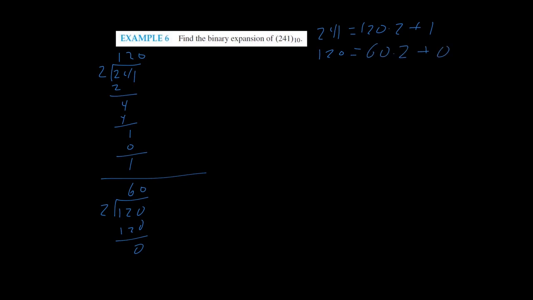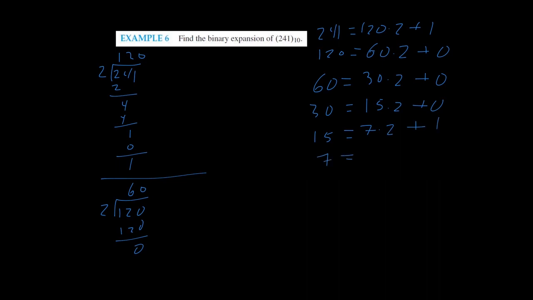Again, I don't stop. I only stop when I get a 0 quotient, not a 0 remainder. But you don't have to do this. You can do division by 2 in your head. 60 is equal to 30 times 2 with no remainder. 30 is equal to 15 times 2 with no remainder. 15 is equal to 7 times 2 with 1 remainder.